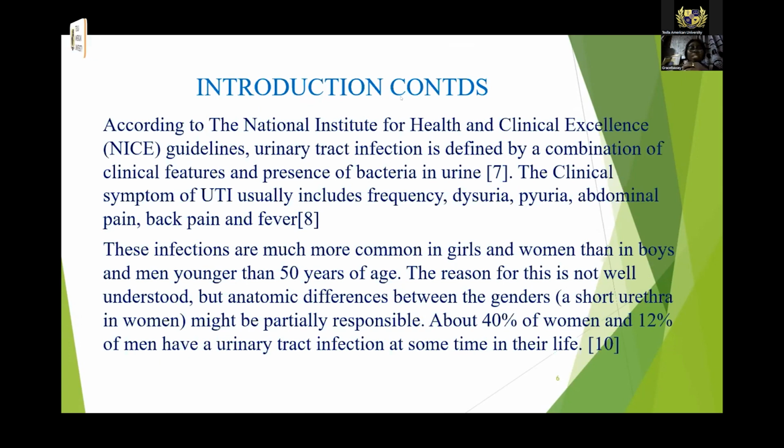The reason for this is not well understood, but anatomic differences between the genders, such as a short urethra in women, might be partially responsible. We are going to be seeing the anatomy soon in my presentation. You see that for women, the urethra is shorter than that of men, and that is also one of the main causes of these infections. About 40% of women and 12% of men have a urinary tract infection at some time in their life.